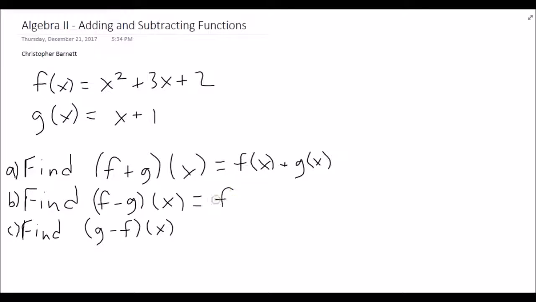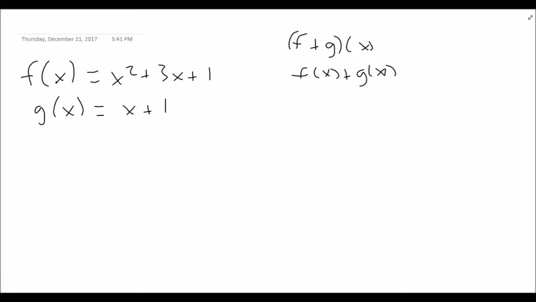So this would also be f of x minus g of x, and then this would be g of x minus f of x. So we're going to start with a. All it is at this point is just a matter of writing it out.